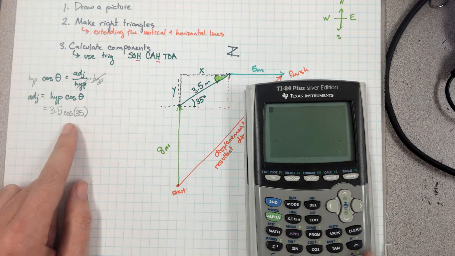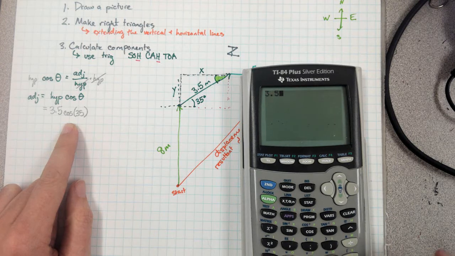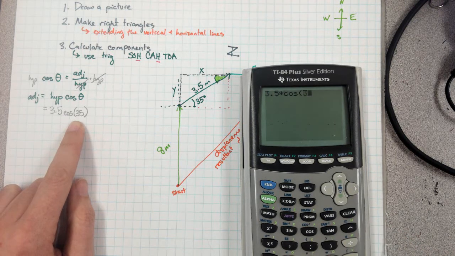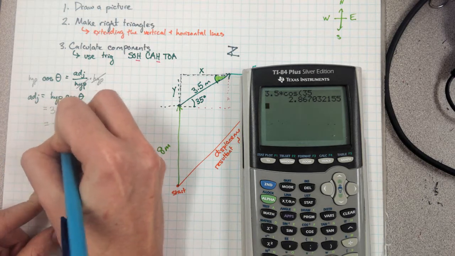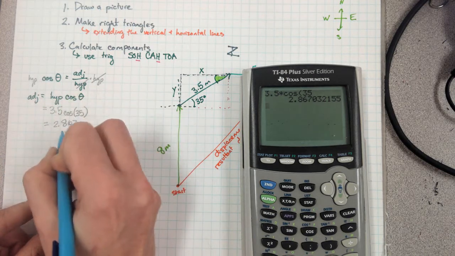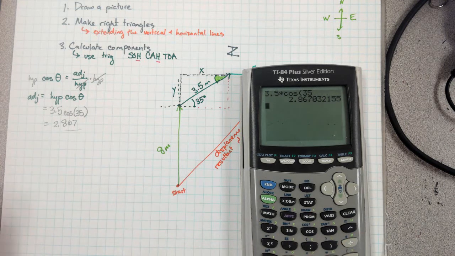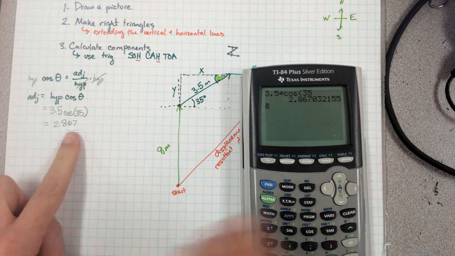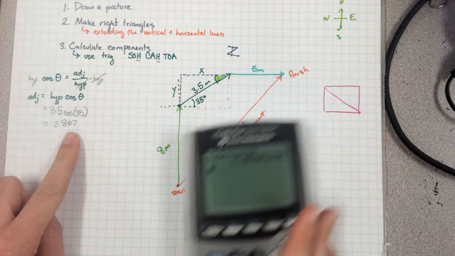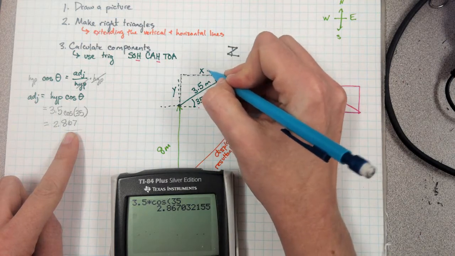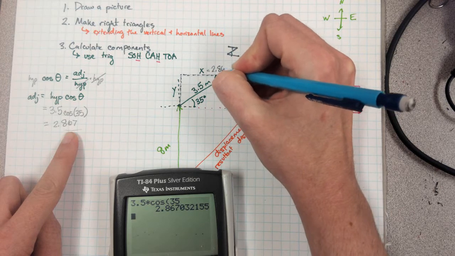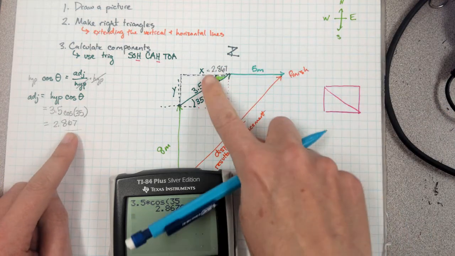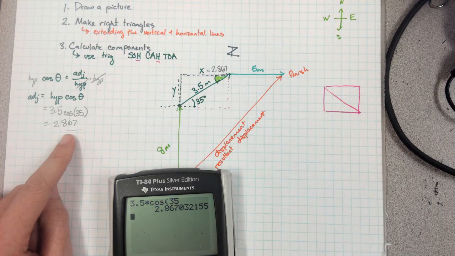Okay, so we have 3.5 times cosine of 35. So this is 2.867. The more decimals you keep until the very end, the better. And this was our adjacent side, this is x. So I'm going to write down on my little picture how much this side is. That way, if I need to come back to it later, I've got it written down.